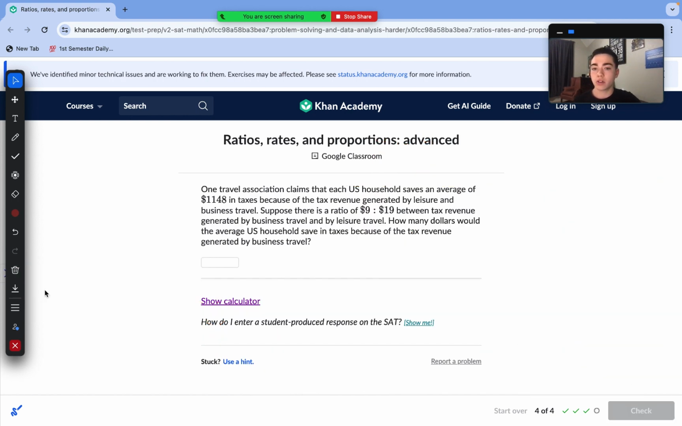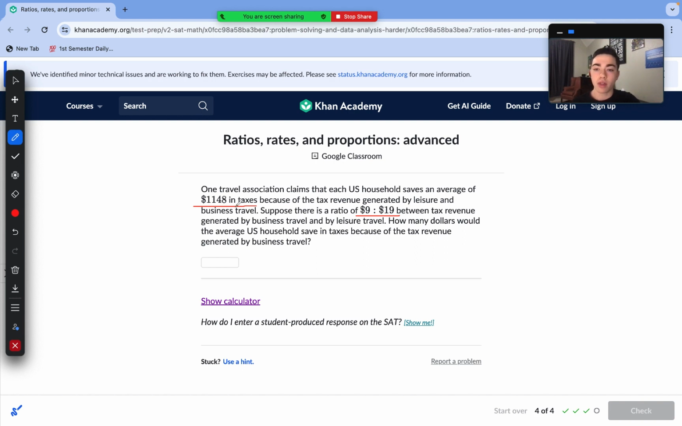One travel association claims that each household saves an average of $1,148 in taxes because of the tax revenue generated by leisure and business travel. Suppose that there is a ratio of $9 to $19 between tax revenue generated by business and by leisure travel. How many dollars would the average U.S. household save in taxes because of the tax revenue generated by business travel?